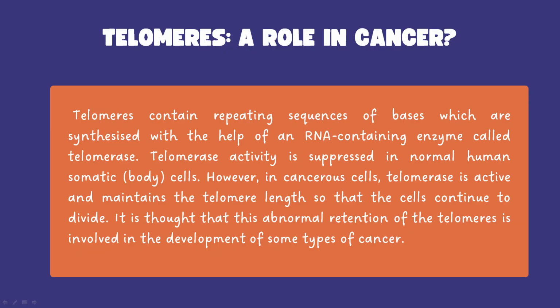Telomeres, a role in cancer. Telomeres contain repeating sequences of bases which are synthesized with the help of an RNA-containing enzyme called telomerase. Telomerase activity is suppressed in normal human somatic cells. However, in cancerous cells, telomerase is active and maintains the telomere length so that the cells continue to divide. It is thought that this abnormal retention of the telomeres is involved in the development of some types of cancer.